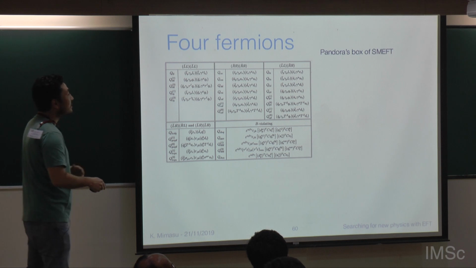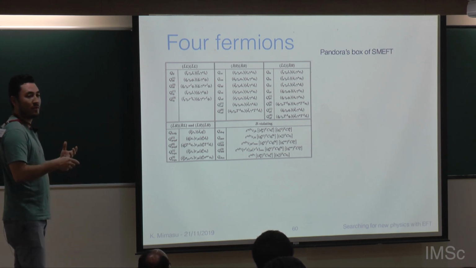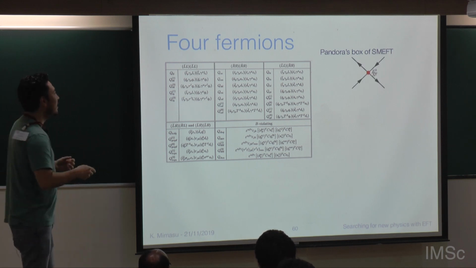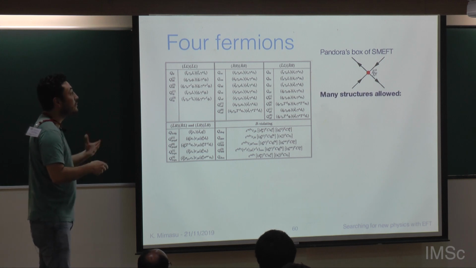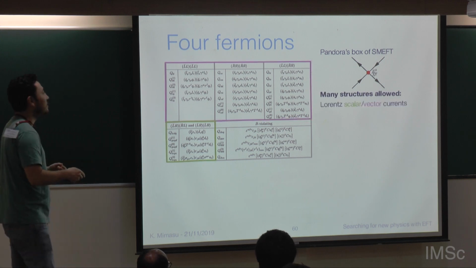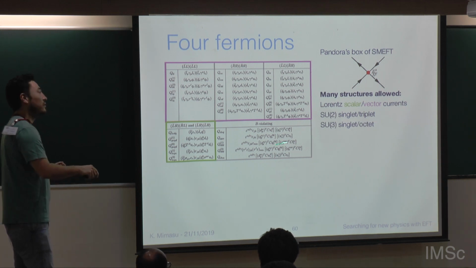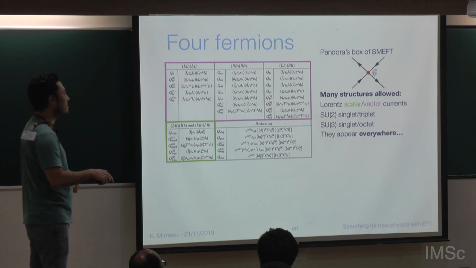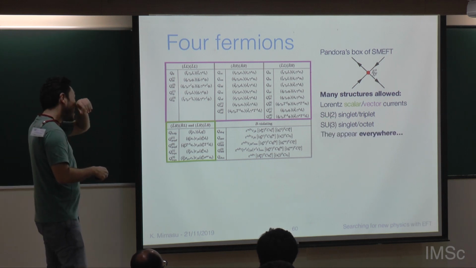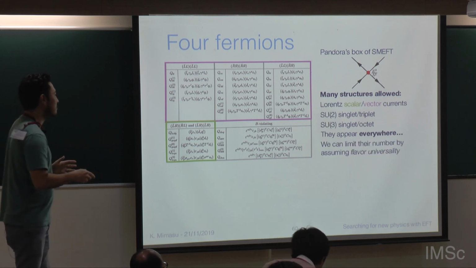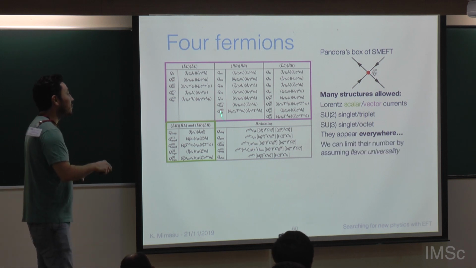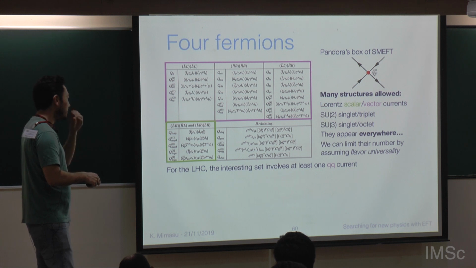Okay. Four-fermion operators are kind of like a Pandora's box in the SMEFT, in the sense that there are so many of them. There are many different Lorentz structures that can come in: scalar currents, as Ambresh asked about, but also vector currents, and various different group structures, so they can be SU(2) singlet currents, SU(2) triplet currents, SU(3) singlet currents, SU(3) octet currents. There are lots of possibilities. And the main thing is that they appear everywhere. But we can somehow control their number by using various flavor assumptions.